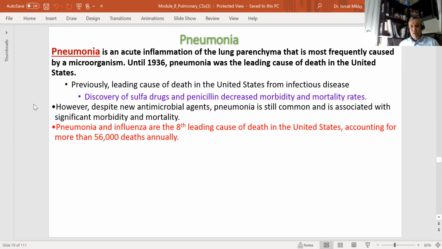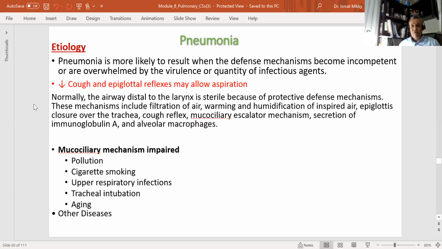Pneumonia. There are different types of pneumonia, and it is the acute inflammation of the lung parenchymal tissue, most frequently caused by microorganisms. But there are also different types of pneumonia.